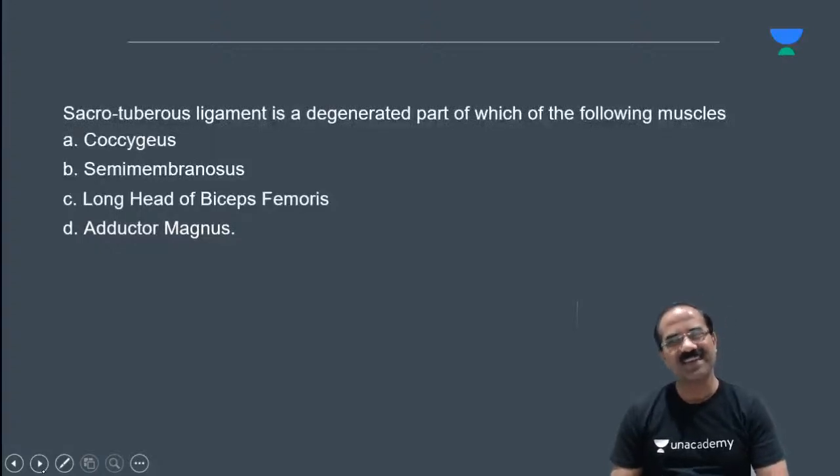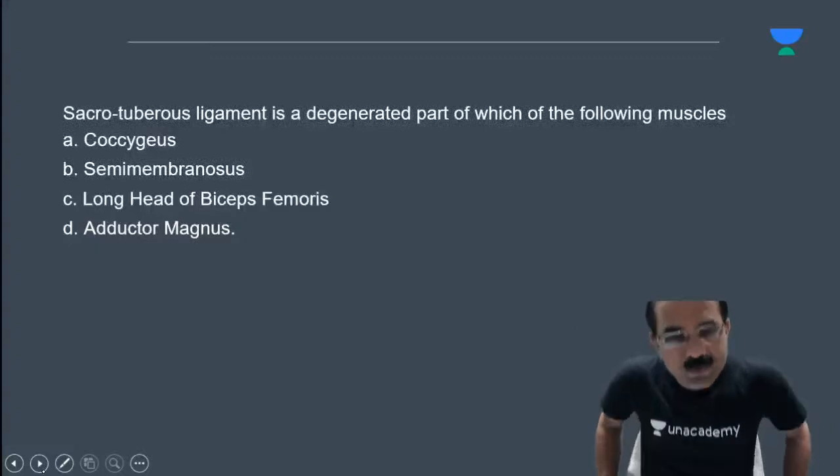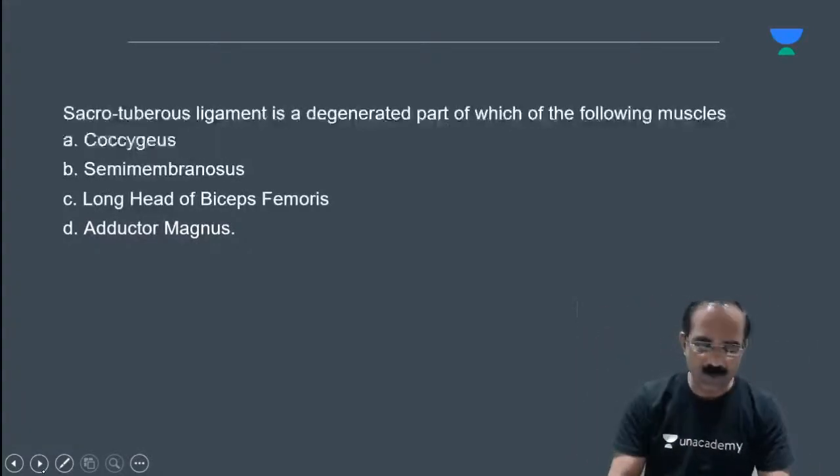Let the others answer. Yes, Shreyans. Very good. What's that? Long head of biceps femoris. Yes, sacrotuberous ligament is a degenerated part of the long head of biceps femoris. Very good.